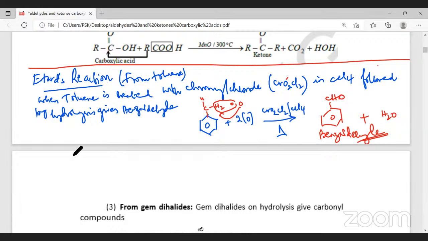All right. So what is Etard's reaction? When toluene is heated with chromyl chloride, what is the formula of chromyl chloride? They'll ask. Molecular formula CrO2Cl2 in carbon tetrachloride, followed by hydrolysis, it gives benzaldehyde.